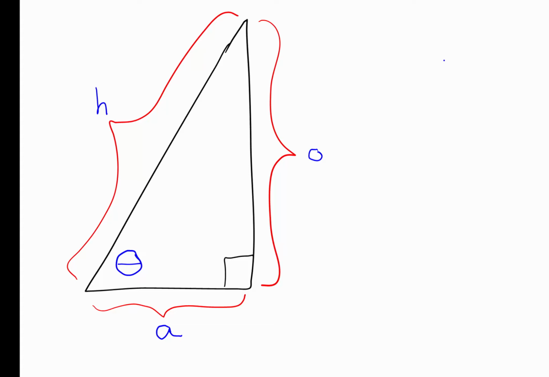Now, it turns out that if you look at the ratio of O to H, that is, if you divide the length of the opposite side to the angle by the length of the hypotenuse, then that number is so useful in maths, we give it its own special name. It's called the sine ratio of the angle theta, and is written like this.